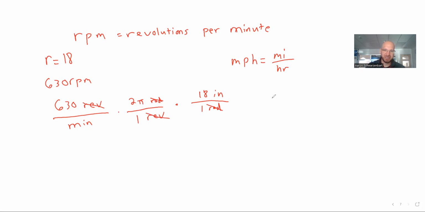So revolutions is canceled out. Inches, I need to go inches to feet and then to miles because I don't know the inches to miles conversion factor. But I know there's 12 inches in 1 foot. And I know there are 5,280 feet in 1 mile. So now I'm in miles. Notice that inches is canceling. One's on top, one's on bottom.